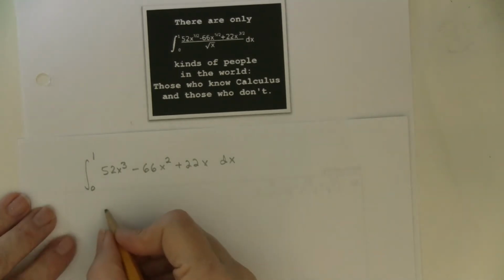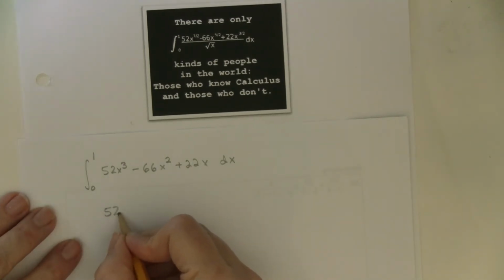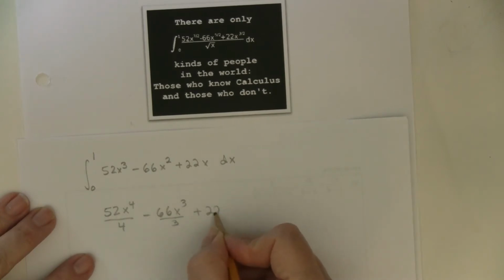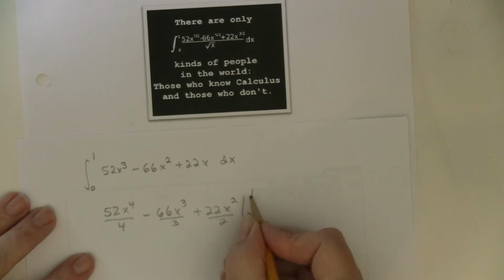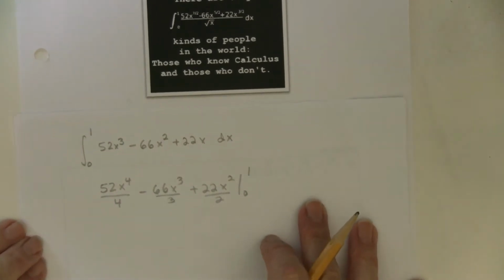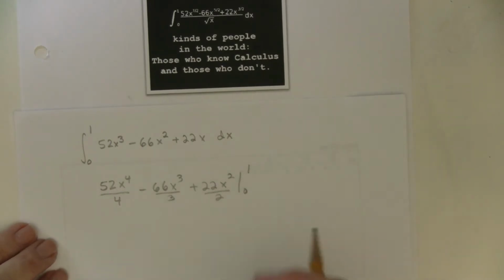And then when I take the antiderivative, here's where I made my mistake. So I didn't make a mistake on the antiderivative. I did wonderfully there. Where I made my mistake, as I said, was 52 divided by 4 is 26. But 52 divided by 4 is 13.